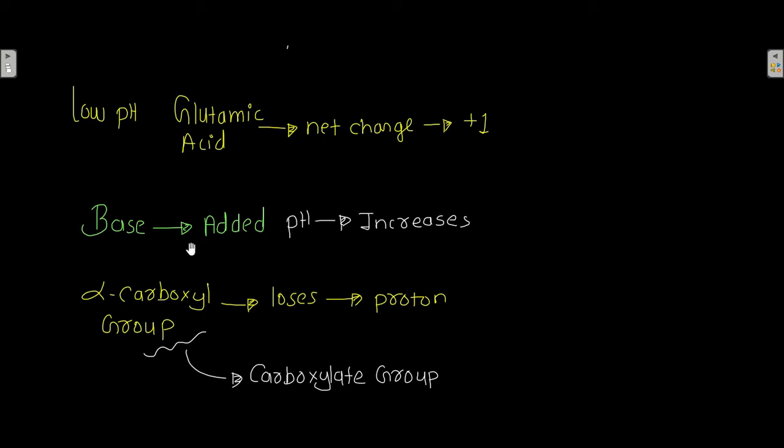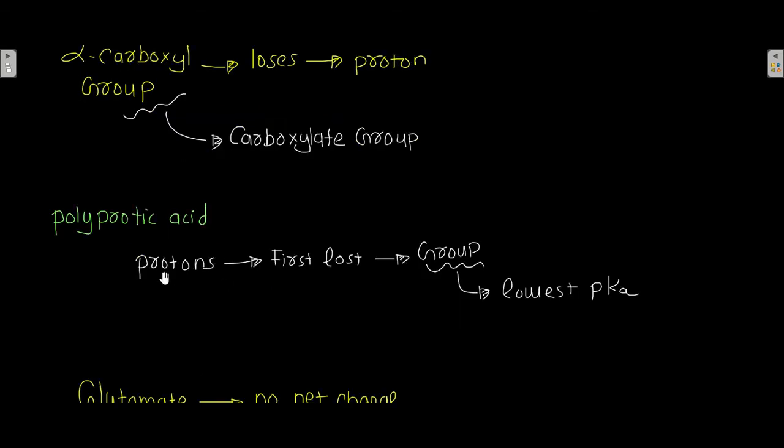Now as base is added, that is as pH increases, the alpha carboxyl group loses its proton and the carboxyl group gets converted into carboxylate group. Now this glutamic acid has two carboxyl groups, one in its side chain, one extra one. So it is called a polyprotic acid. And in case of a polyprotic acid, the protons are first lost from that group which has the lowest pKa value.